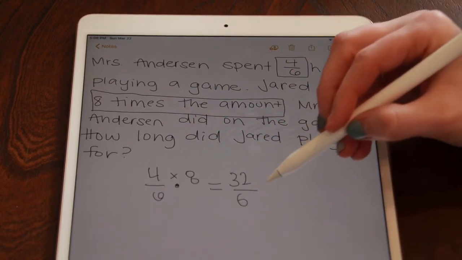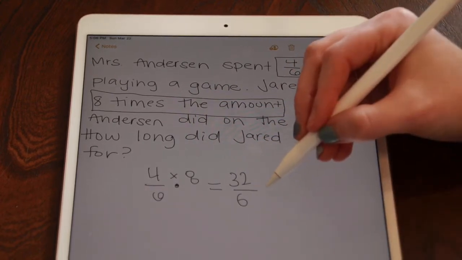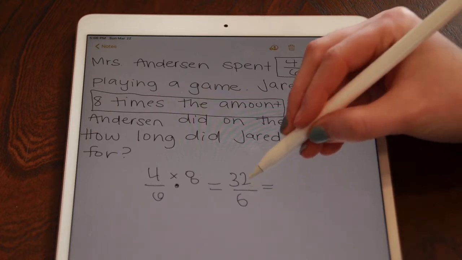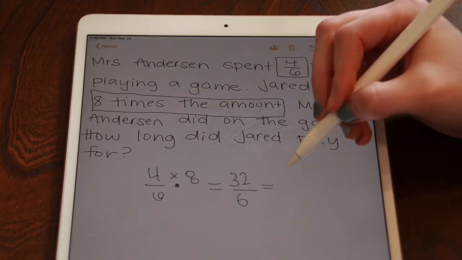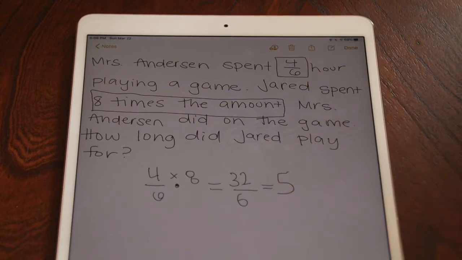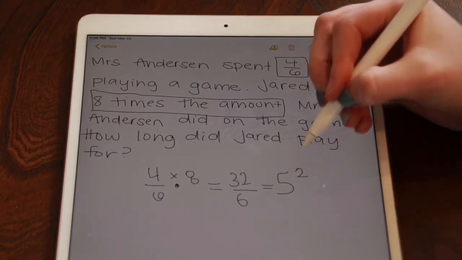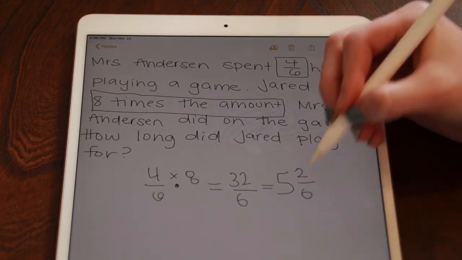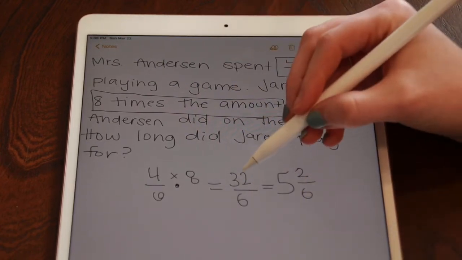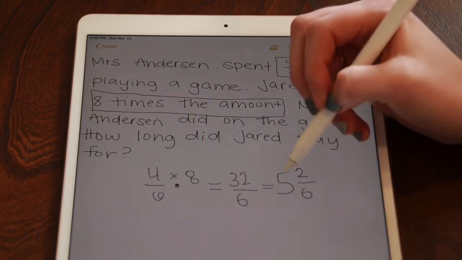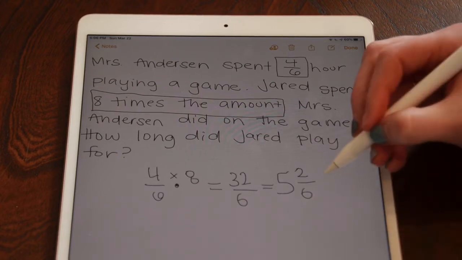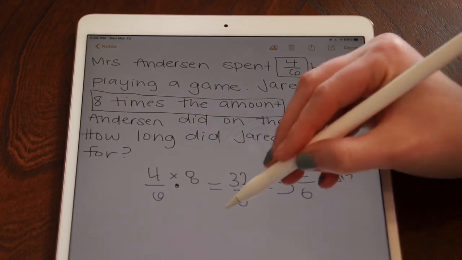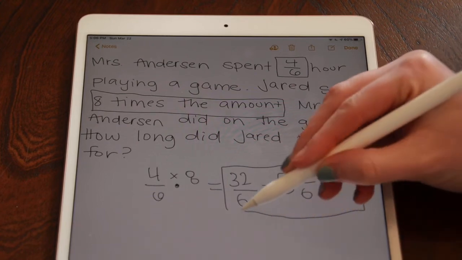Now I have to figure out how many 6's can fit into 32. So I change it and I say, okay, 6, 12, 18, 24, 30. I can't go any further. So I know it went in 5 times. And then 32 minus 30 would give me 2 for my numerator. And my leftover would be 6. So my answer would be 32/6 of an hour or 5 and 2/6 hours. So that's how long Jared spent playing on it.